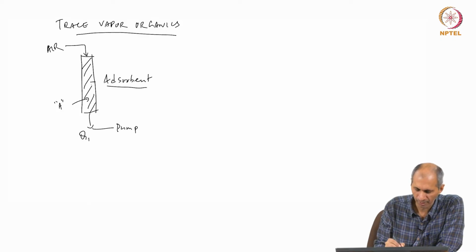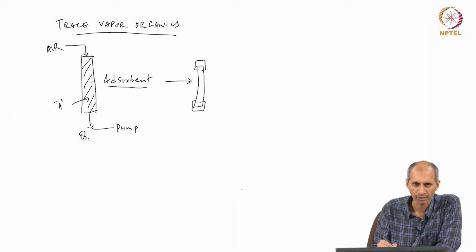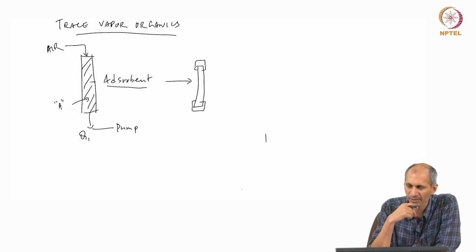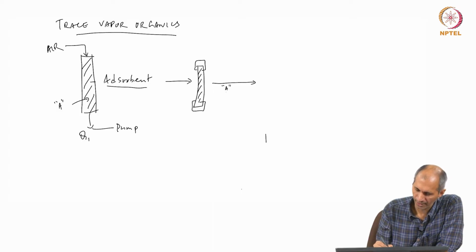Now, once you have finished, this adsorbent tube is taken out and capped. It is closed, the ends are closed, because you do not want the adsorbent to leave the system. You want it to stay there, so that you at least isolate it, and then the analyte A is extracted.